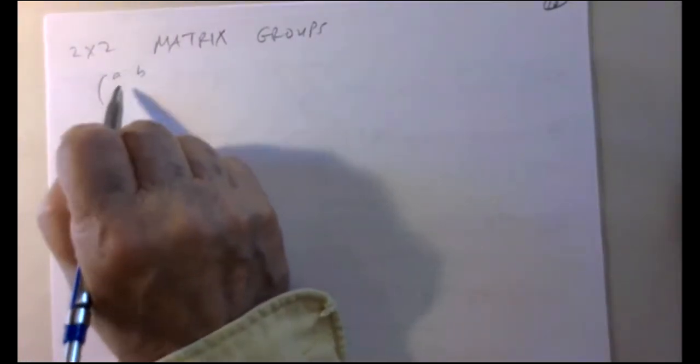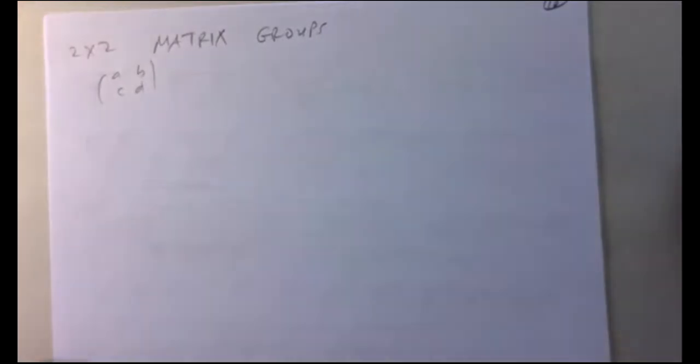So the second class of non-abelian groups are matrix groups. And at this point, we're just going to consider the simplest case, 2 by 2 matrix groups. So a 2 by 2 matrix is just a square array of numbers, A, B, C, D, written like that. This is a 2 by 2 matrix. And you can add matrices coordinate-wise, but then you just get a simple abelian group.